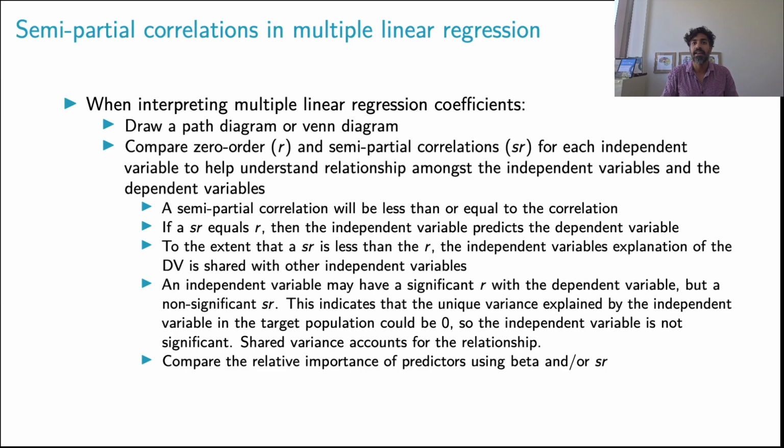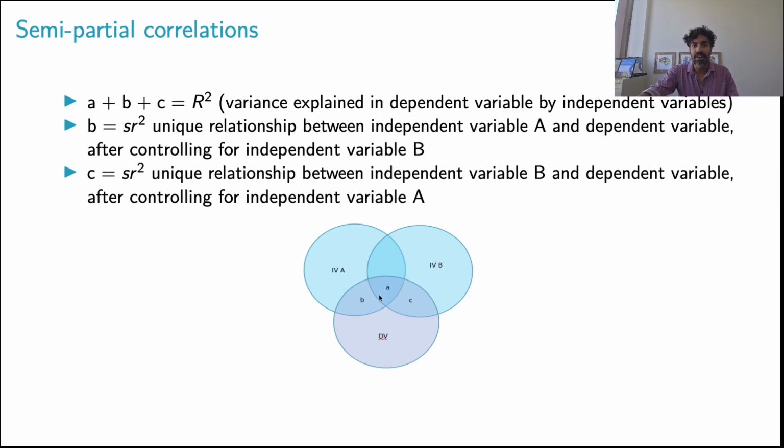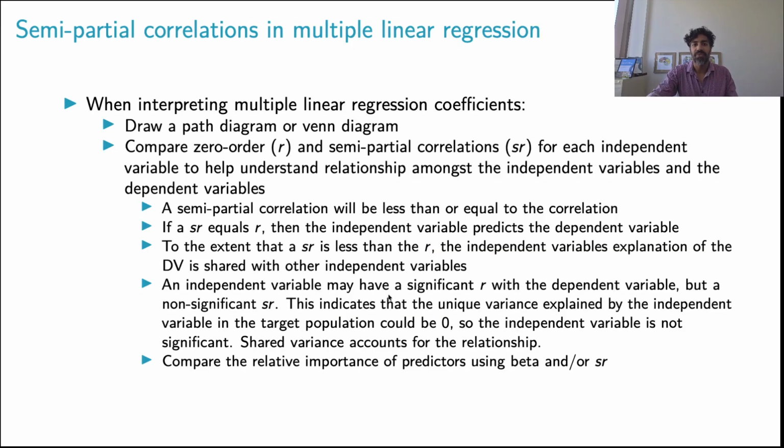So an independent variable may have a significant correlation with a dependent variable, but a non-significant semi-partial correlation. So what's going on here? This indicates the unique variance explained by the independent variable in the target population could be 0. So the independent variable is not significant. The shared variance between these variables is actually what's accounting for this relationship. So you can compare the relative importance of predictors using standardized betas and/or the semi-partial correlations.